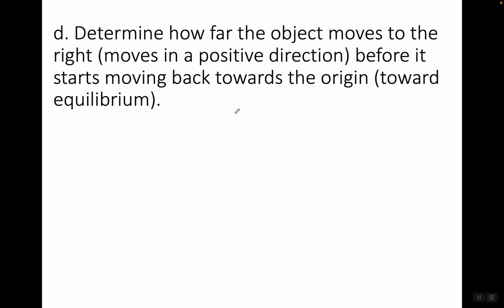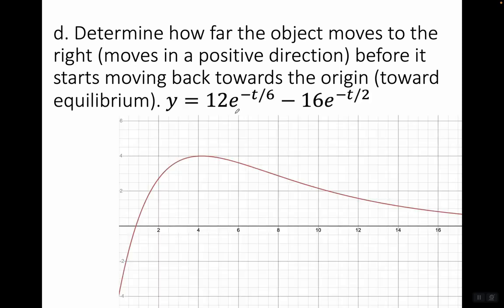Determine how far the object moves to the right, in a positive direction, before it starts moving back towards the origin, towards equilibrium. Well, based on the graph we saw a moment ago, it looks like it makes it as far as 4. The y-coordinate at this point appears to be 4. Coincidentally, that's the x-coordinate. Well, kind of. So I'd say 4 meters because that is the y-coordinate at this point. You might think that's kind of cheesy. Let's graph it and make sure.